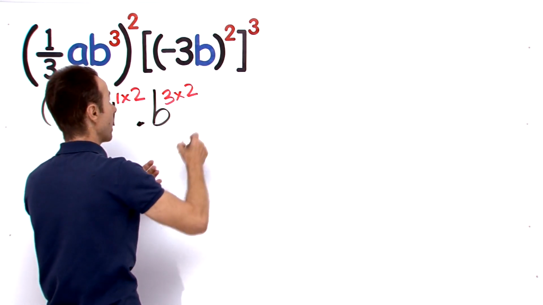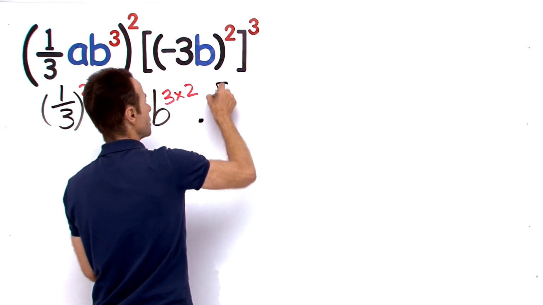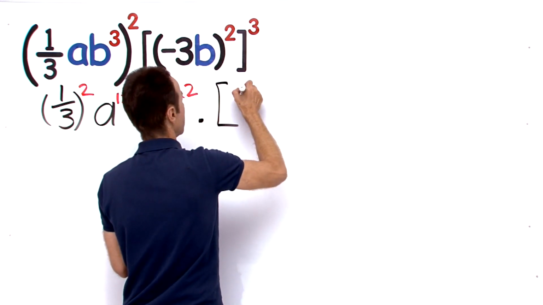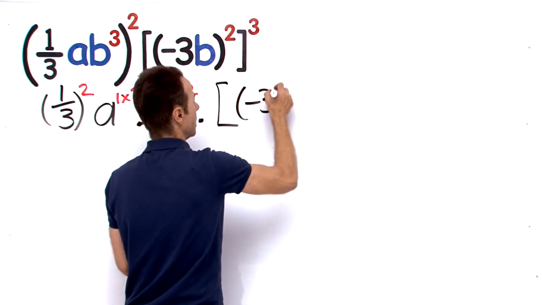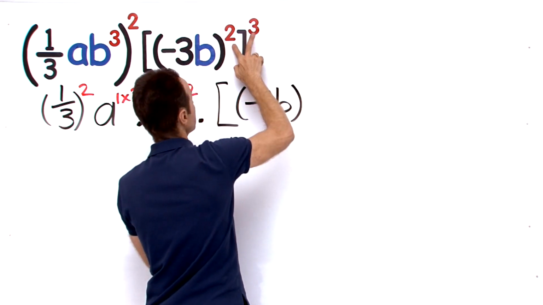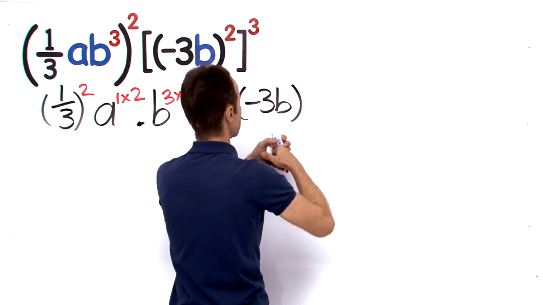Multiplied by, on this side, I'm going to put some brackets here. On this side, we've got negative 3 b squared, and that's 2 times 3, power of a power, to the power of 6.